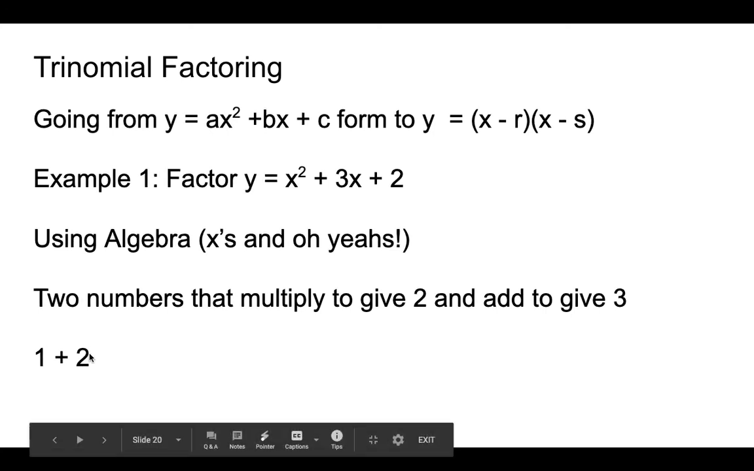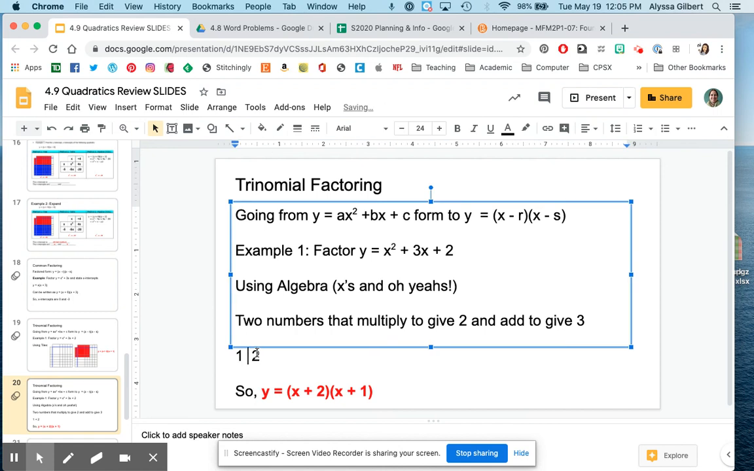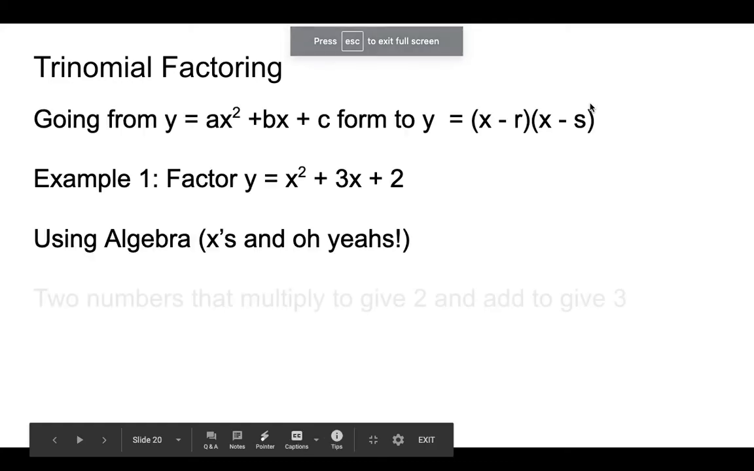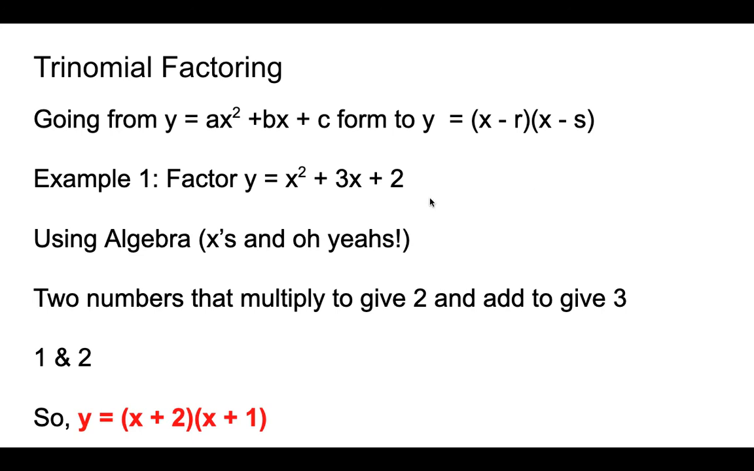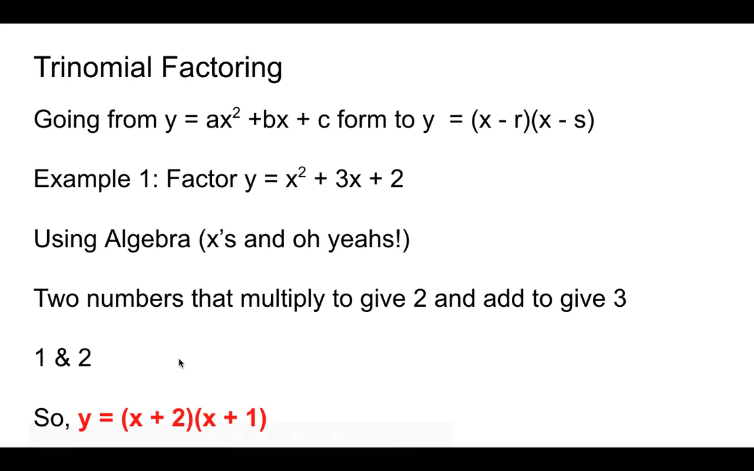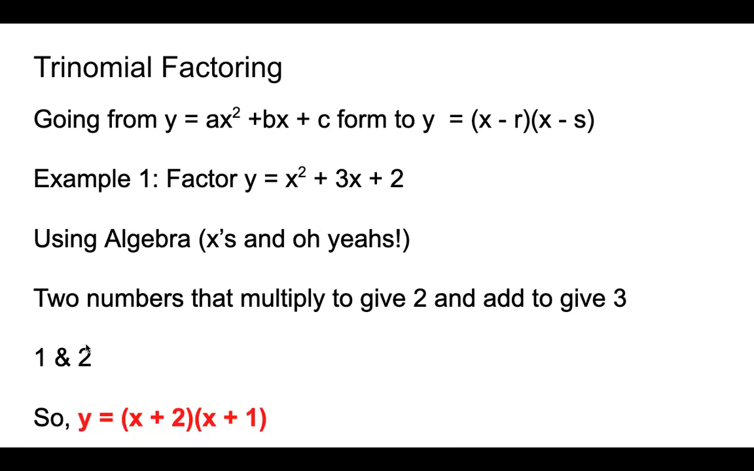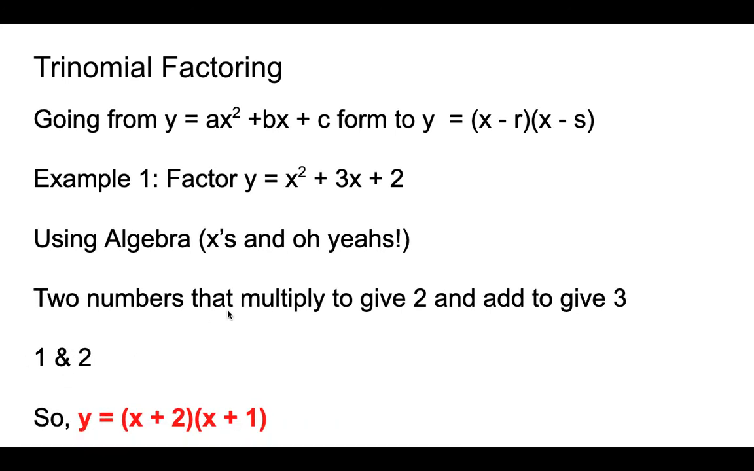But if I do 1 plus 2, I'm just going to change that to an ampersand, so it's a little more clear. So 1 and 2 works. So that means to factor this, once you have those two numbers, remember when we did x's and oh yeahs, you just put those numbers into our factored form with the signs that you found. So y equals x plus 2 times x plus 1.